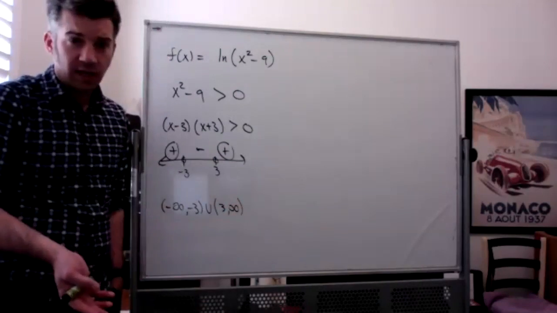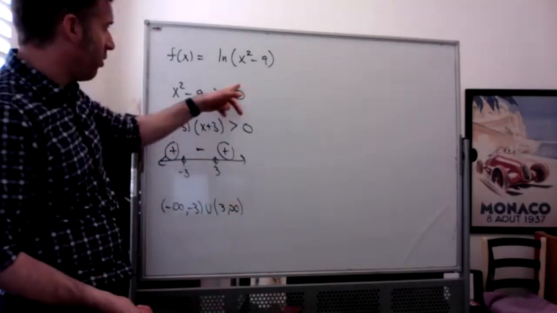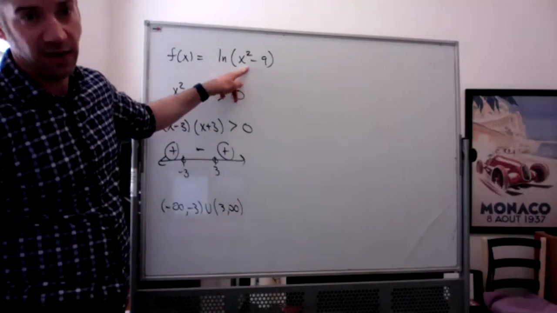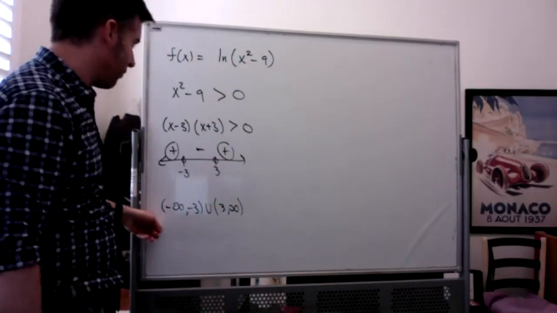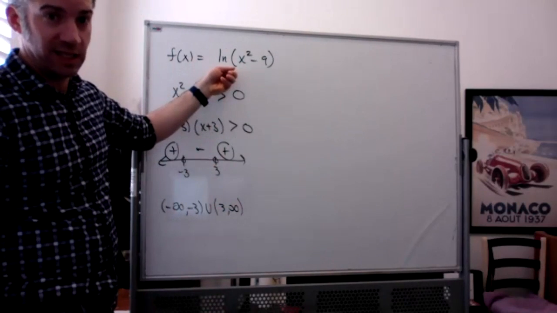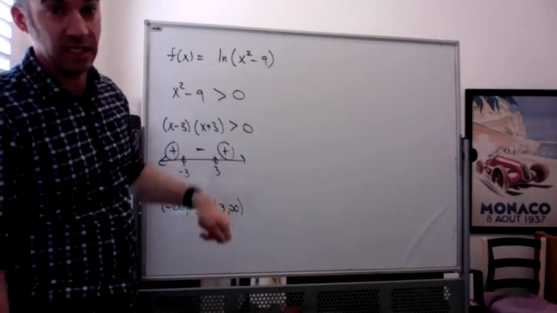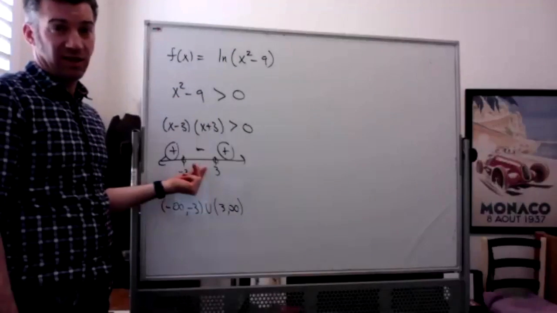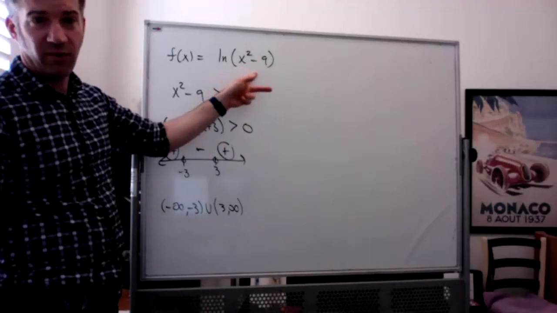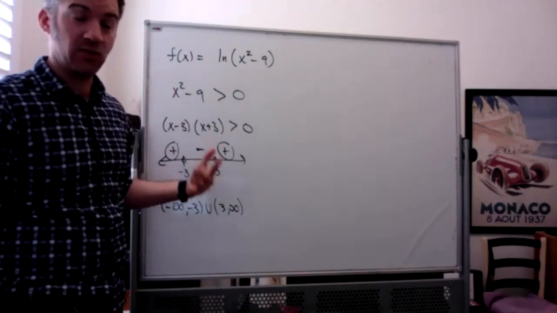And you can check this, right? Like if you plug in, say, 4, well, yeah, 4 squared minus 9 is 7. 7 is positive, we can take the natural log of 7. Or if you plug in -4, -4 squared is 16, right? It's positive 16. Minus 9 is still 7, you can take the natural log of 7. If you plug in something between -3 and 3, like 2, 2 squared is 4, 4 minus 9 is -5, you can't take the natural log of a negative number.